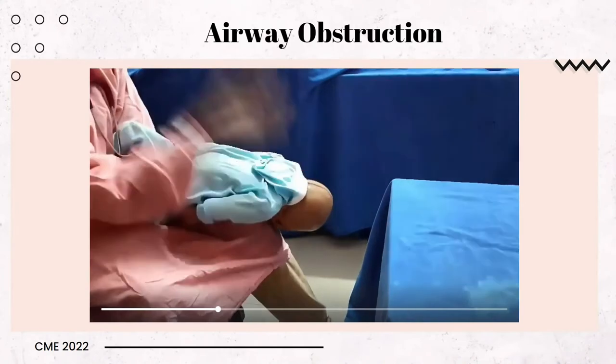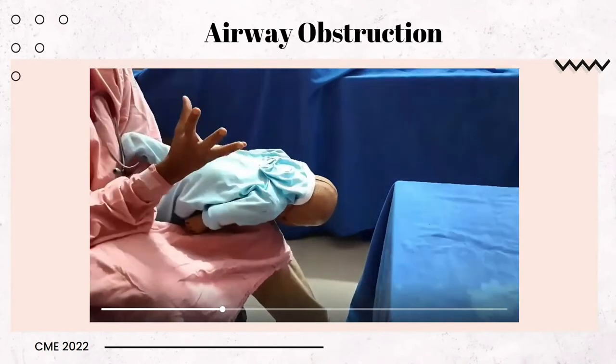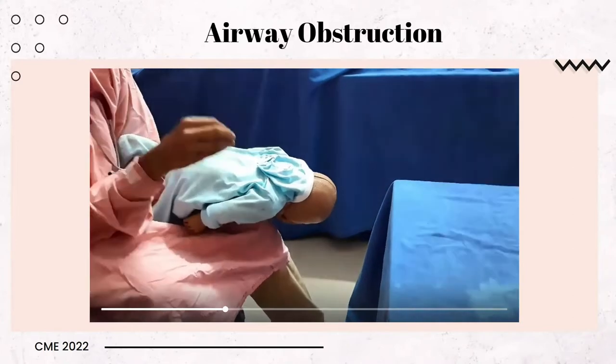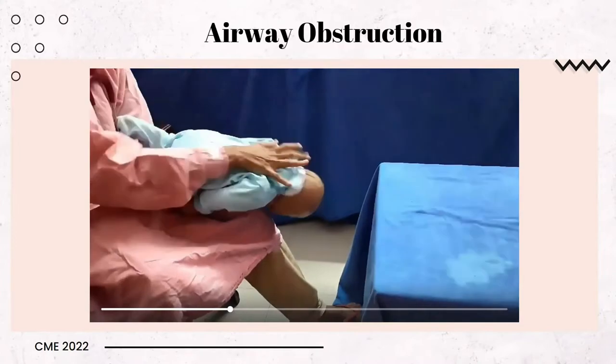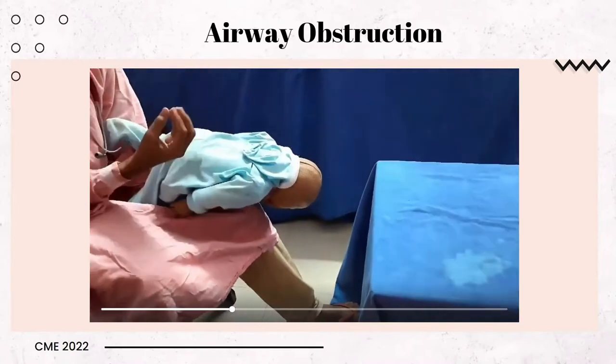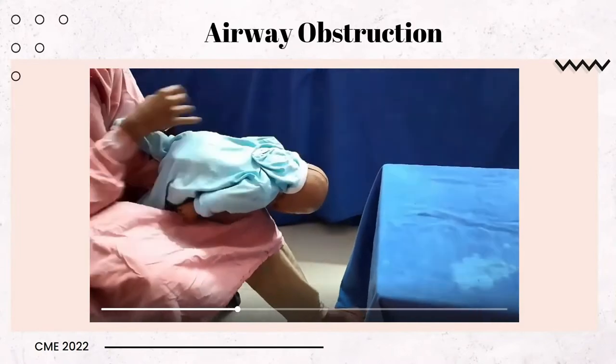This is back slap, so that the chest is now acting like a bottle with a cork. That cork is a foreign body. There is tense air inside. So a slight pressure increase will kick the foreign body out. So that is the principle of 5 back slaps.